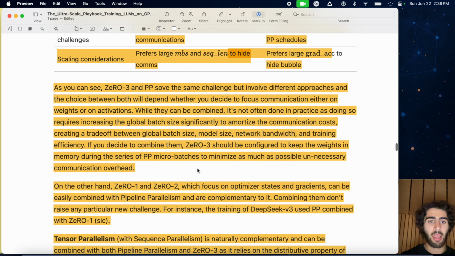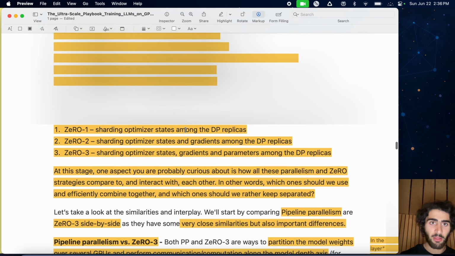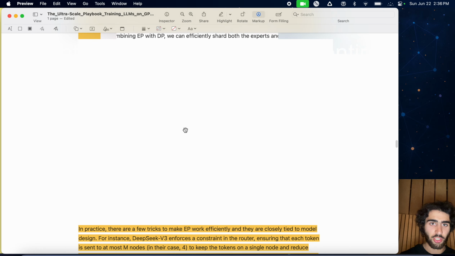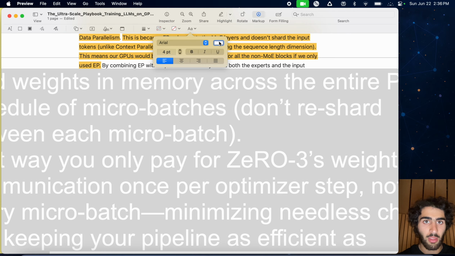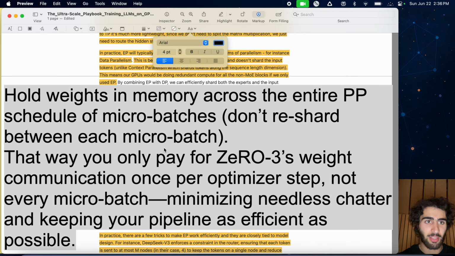And if they are combined, then ZeRO-3 should be configured to keep the weights in memory during the series of pipeline parallelism microbatches to minimize as much as possible unnecessary communication overhead. So this sentence was unclear to me, and that's why I have this section whited out, so that I could show you, once it was necessary, what this actually means in English.